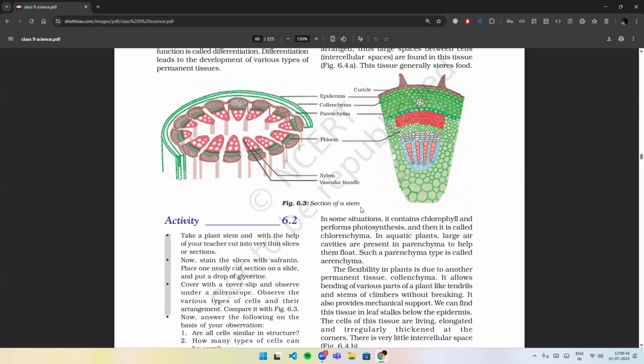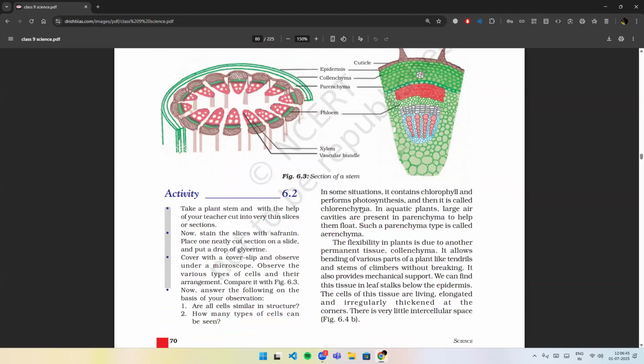Activity 6.2. Take a plant stem and, with the help of your teacher, cut it into very thin slices or sections. Now stain the slices with safranin, place one neatly cut section on a slide and put a drop of glycerin. Cover with a cover slip and observe under a microscope. Observe the various types of cells and their arrangement. Compare it with figure 6.3 and now answer the following on the basis of your observation.